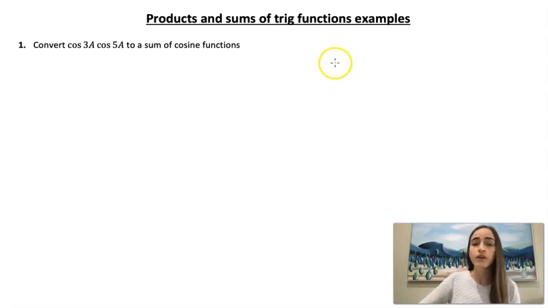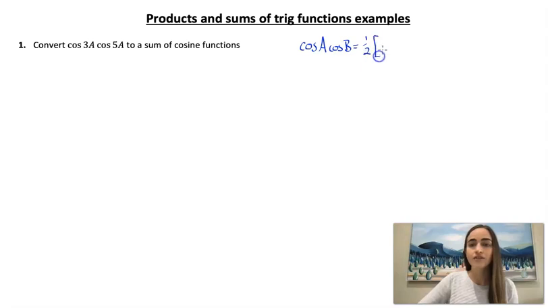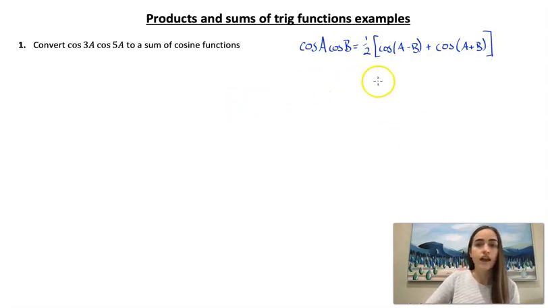So the rule that we're going to use for that is we know that if we have cos a cos b, we can rewrite that as a half outside of cos of a minus b plus cos of a plus b. So in our question, our a would be 3a and our b would be 5a.